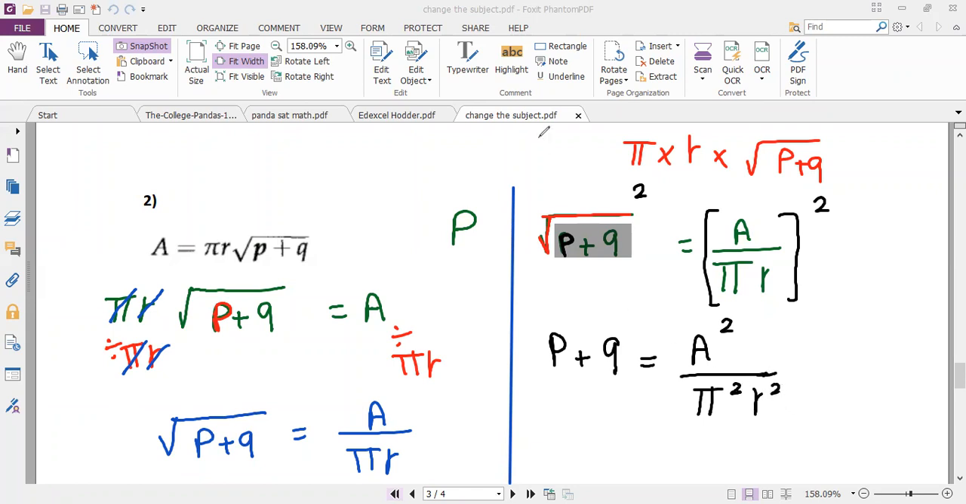Okay. I want to get p alone. So how can we get p alone on this side? And I have q on this side. q is added to p. So minus q and minus q from both sides. So p now is standing alone on this side, equals A squared over pi squared r squared minus q. That's it.